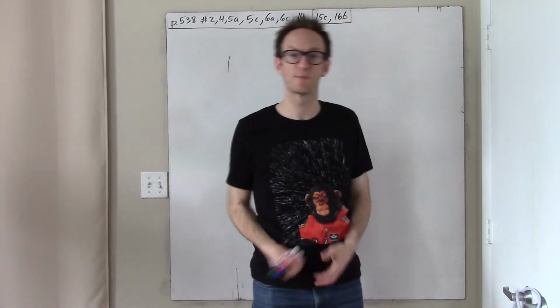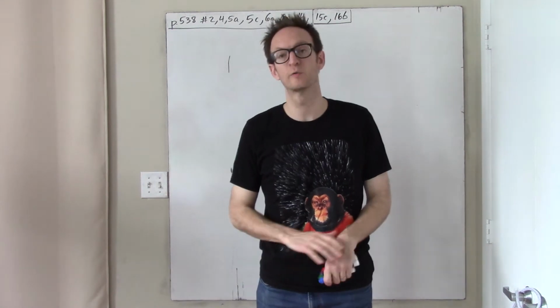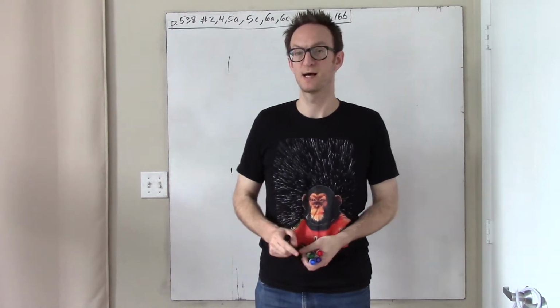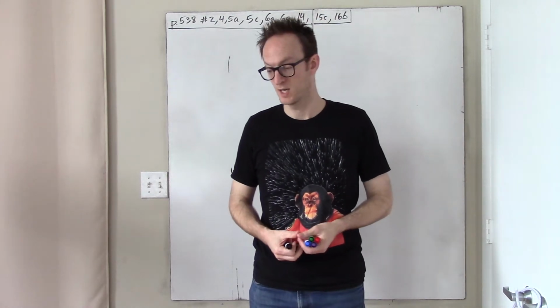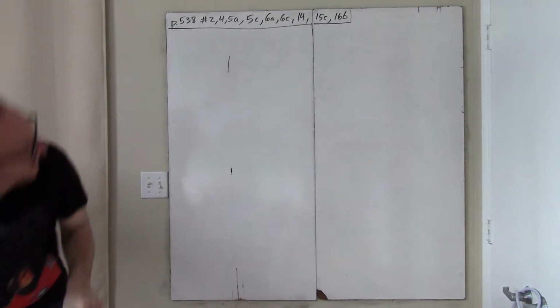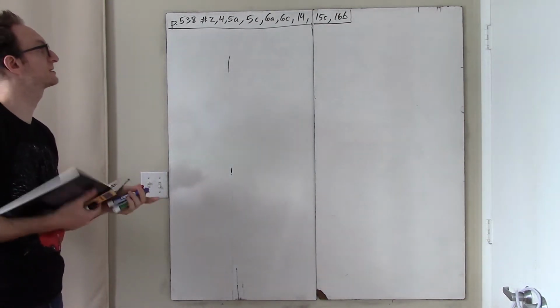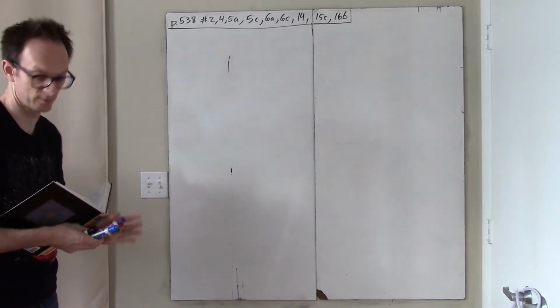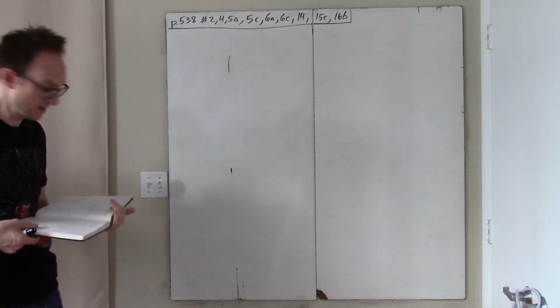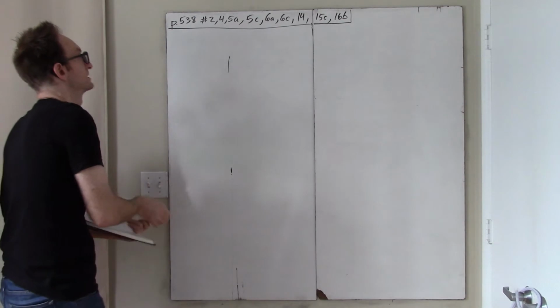Okay, welcome. Friday morning, we are going to go over the homework from section 9.2 on finite state machines. I think this was pretty fun, so let's do it. Here was the assignment, page 538, 2, 4, and so on. Okay, so number 2 was pretty silly.